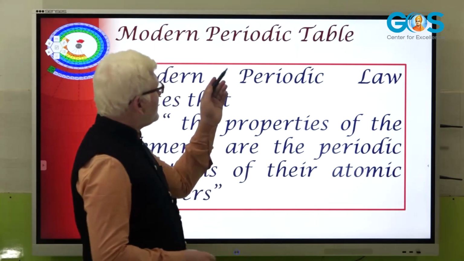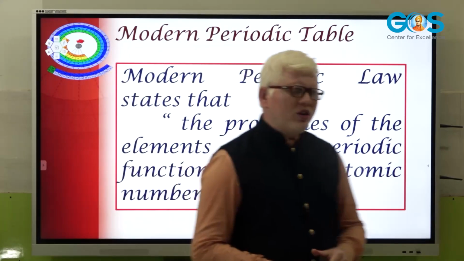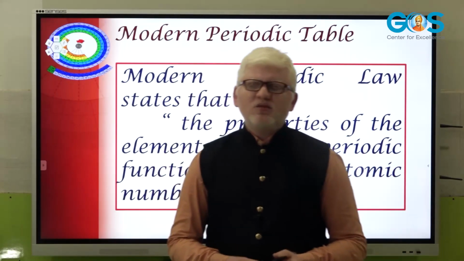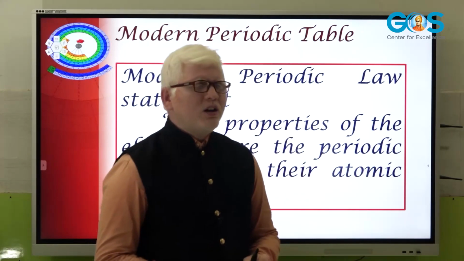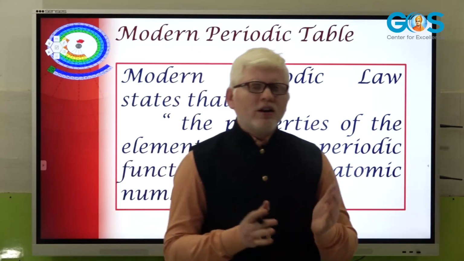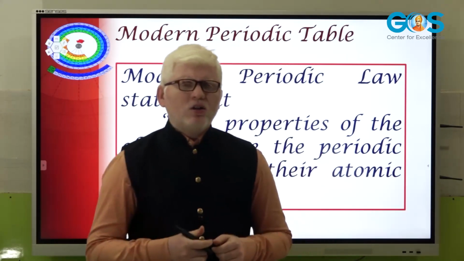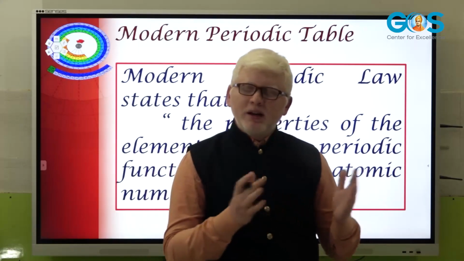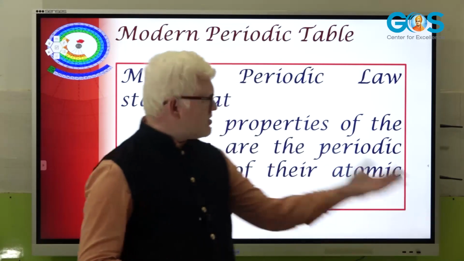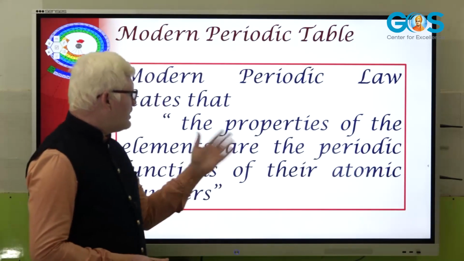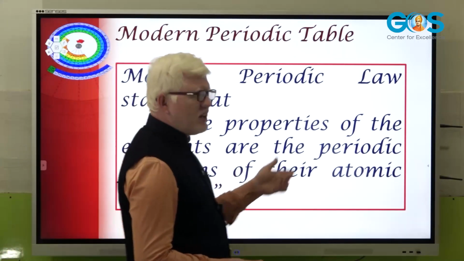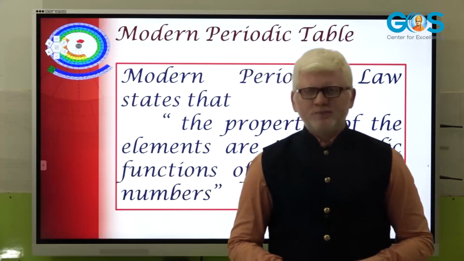Now, the modern periodic table. Before going to enter into the salient features of the modern periodic table, first of all, you should know the modern periodic law. Based on a law, the modern periodic table was designed. What is the law? That is the modern periodic law. Here is the statement of the modern periodic law: the properties of the elements are the periodic functions of their atomic numbers.